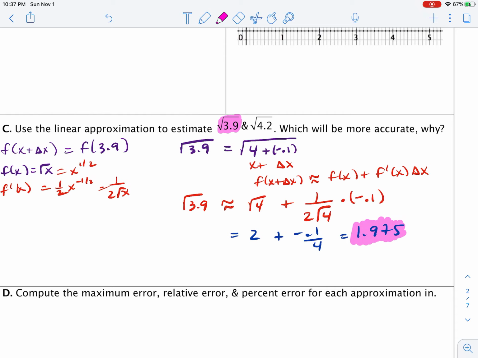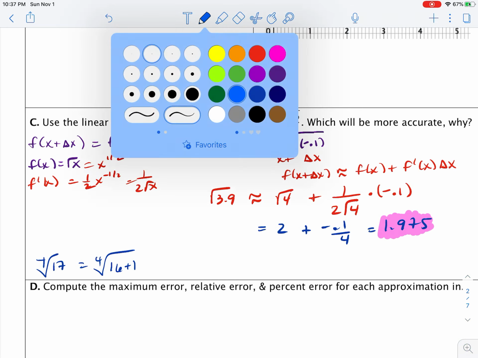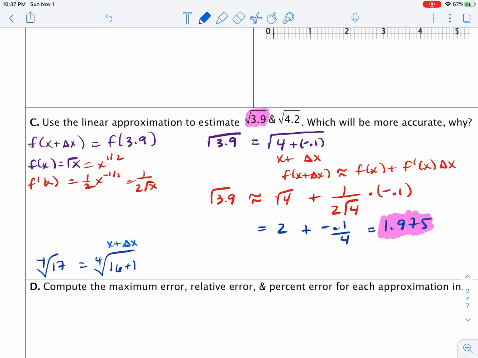So if you ever want to make an approximation, you could do a fourth root, right? A fourth root of 16 or a fourth root of 17. If we wanted to do a fourth root of 17, we would say that that's equal to the fourth root of 16 plus 1, and that's going to equal our x plus delta x, and we would want to use our f of x to be the fourth root of x.